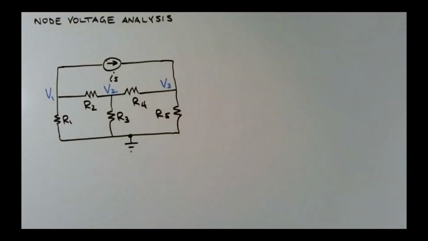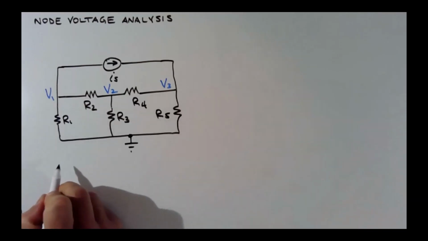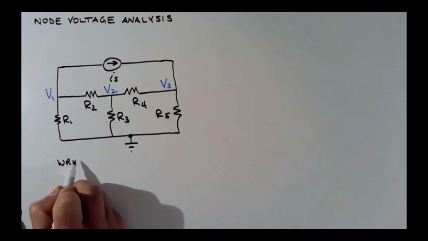So the node voltages are not known. Those are what you're trying to find. Here's how we're going to do that. We're going to write a Kirchhoff's current law equation at every non-reference node.